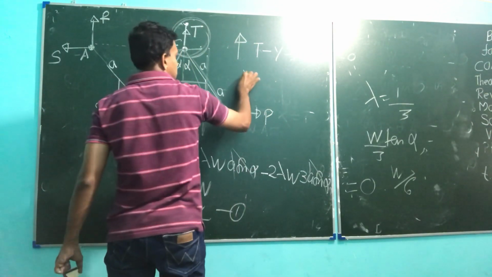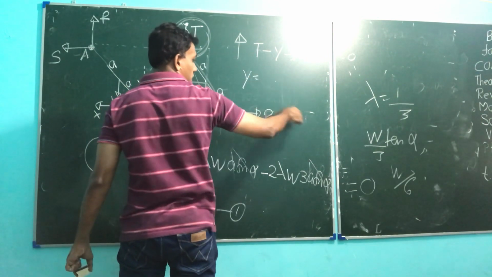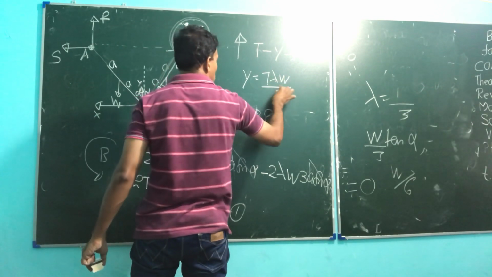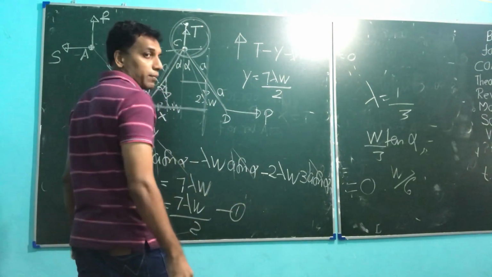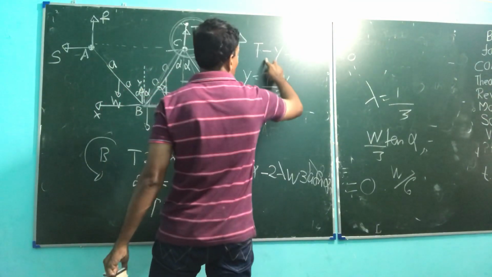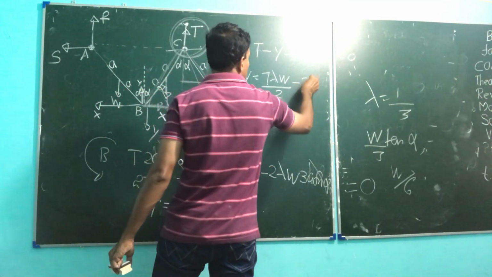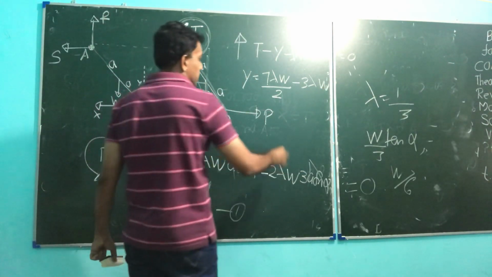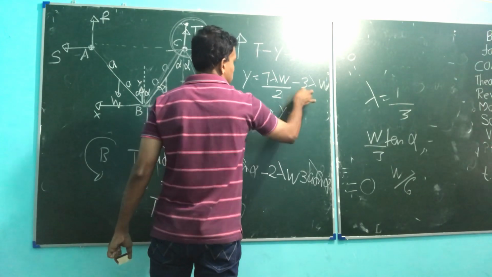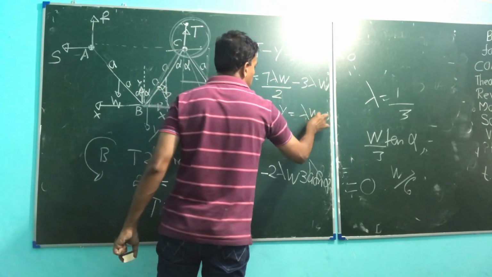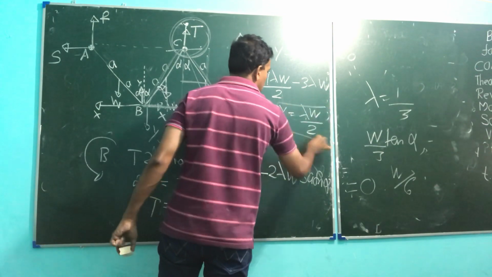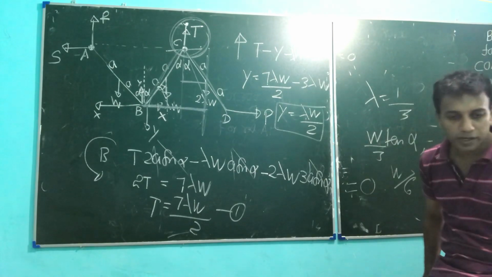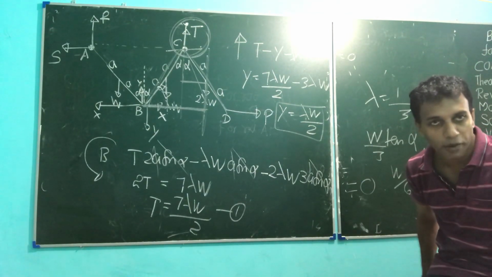So find the Y answer in this case. What is your Y answer? Find the Y. You know the T answer, 7 lambda W by 2. Okay, minus 3 lambda W. Therefore the answer comes Y equal to lambda W by 2. Y answer completed. Check the value: lambda W by 2.